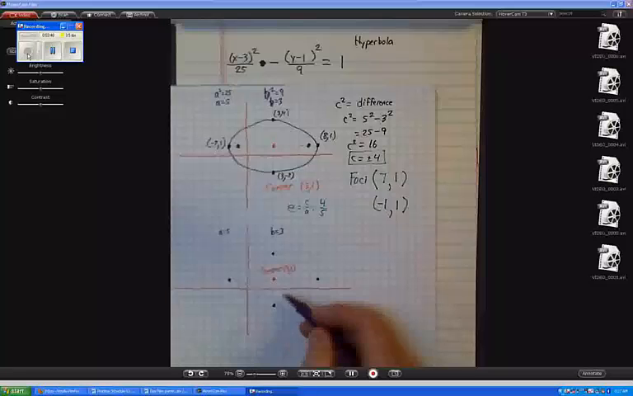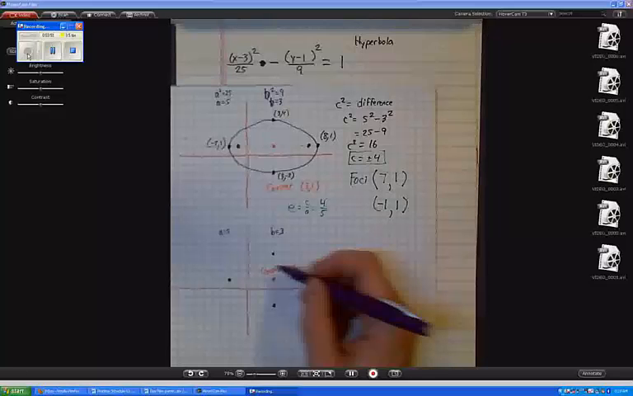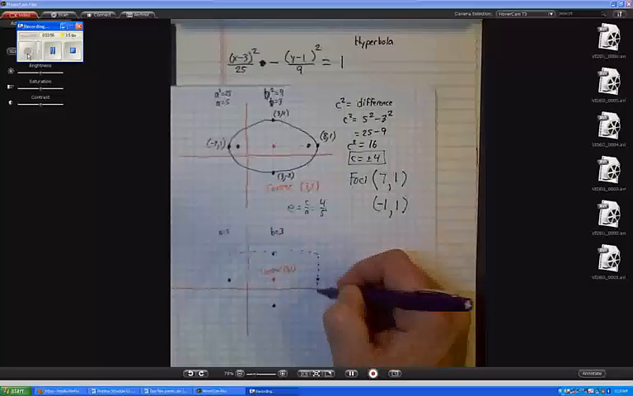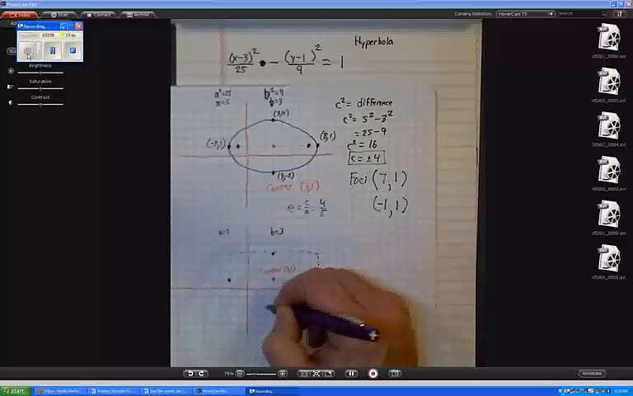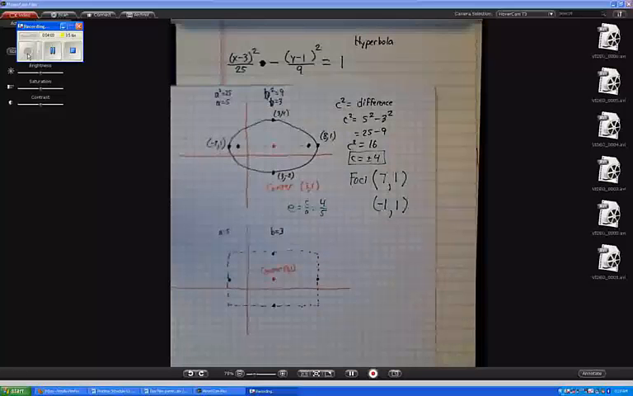But now here's what I'm going to do, guys. Instead of plotting an ellipse again, I'm going to draw a rectangle. A rectangle that goes out that far. In other words, if I were to draw the ellipse again, it would be contained in and tangent to this rectangle on 4 sides. You could say that the rectangle circumscribes the ellipse I would draw. Does that make sense to you guys?